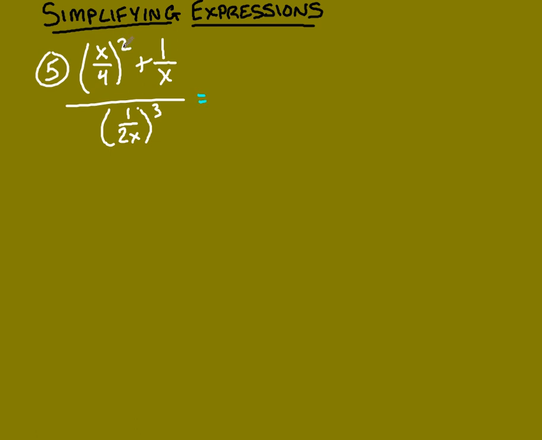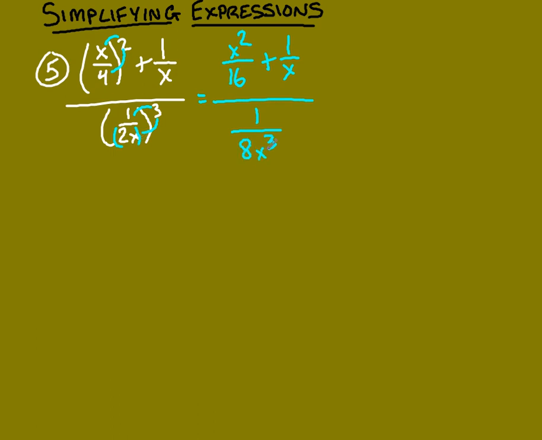If I have a fraction squared, I just need to distribute the squared into the fraction. So this becomes x squared over 16. This part is still 1 over x, and I'll simplify the bottom as well. Bring in the cubed to everything. So 1 cubed is still just 1. The bottom here, 2x, that whole thing cubed, would now become 8x cubed.